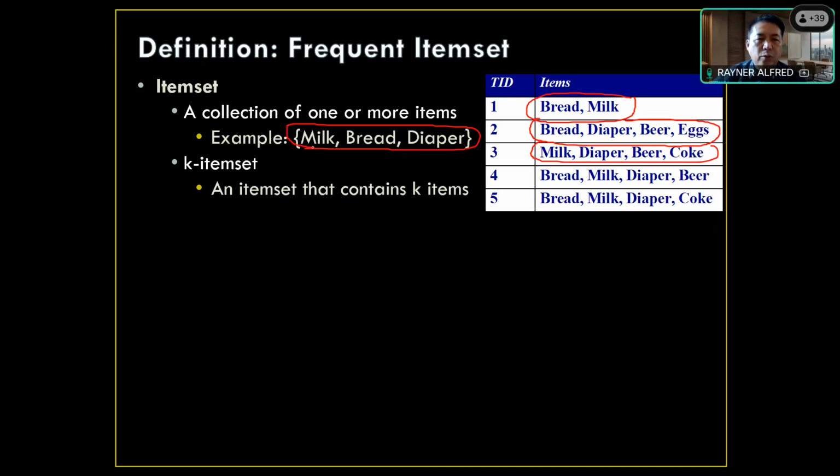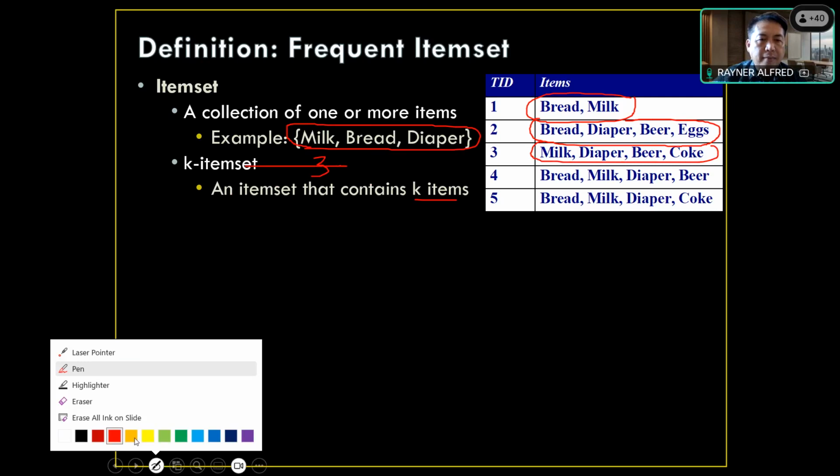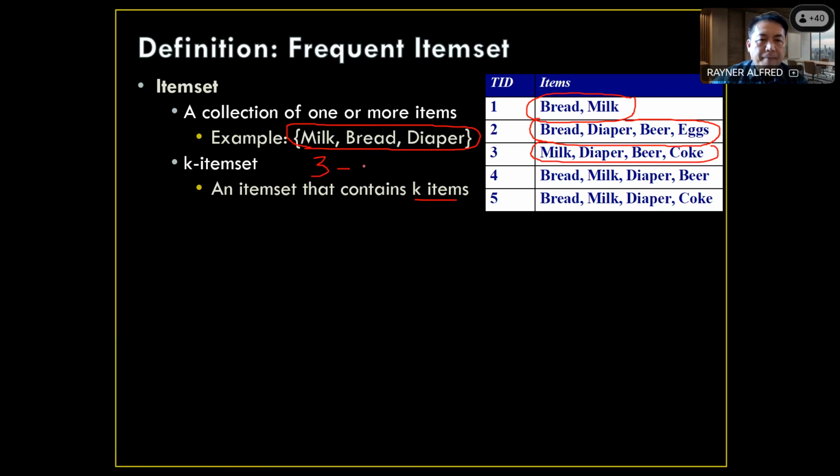If we are referring to K item set, which means that we have K number of item. So for instance, if we have 3 item set, that means we have 3 item in the set that we are talking about. If we have 5, we have 5 items. Okay, so that is the definition of K item set.